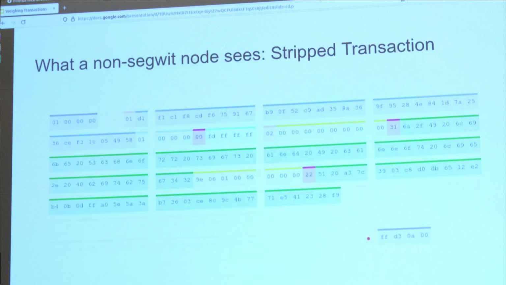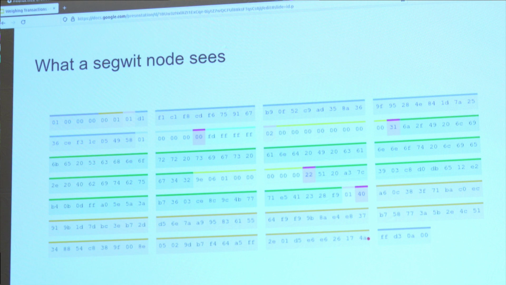But then for the Segwit nodes, to make sure that they actually have the complete transaction, we have also a witness commitment in the Coinbase, which commits to all the witness TXIDs. And the witness TXIDs are built from the complete transaction.